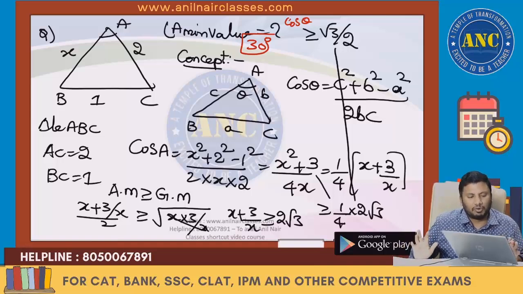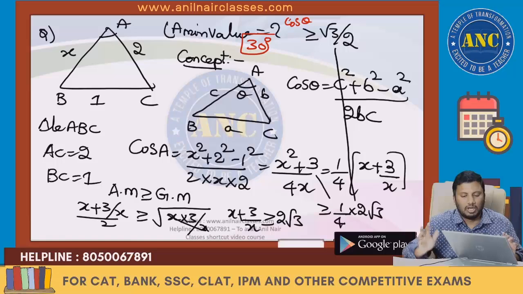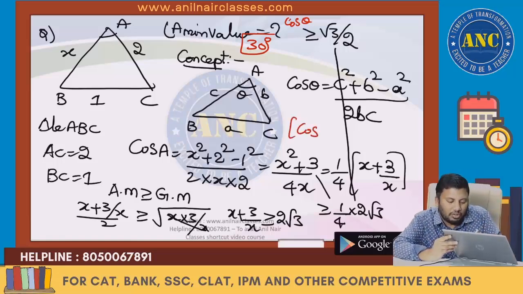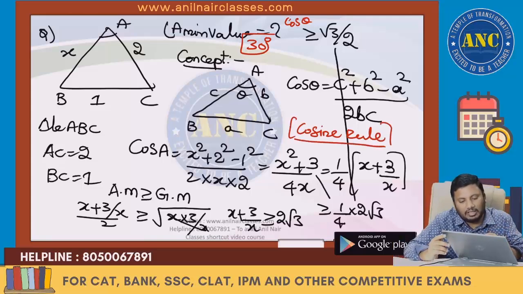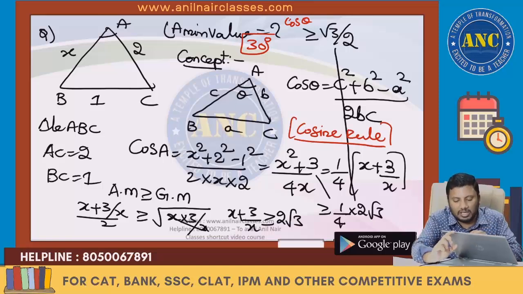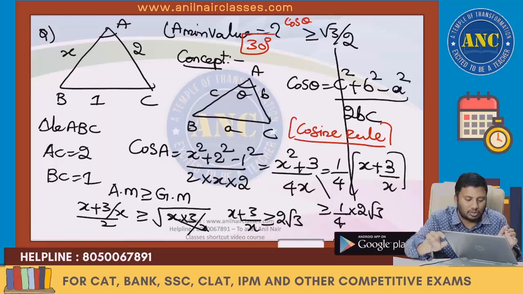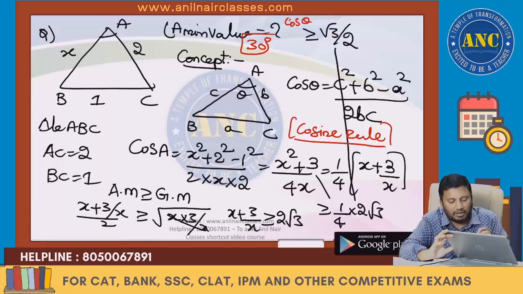Easy question if you know the approach of how to solve. So what did I use in this question? I used the cosine rule. If the sides connecting theta are b and c, and the opposite side is a, cos theta is b square plus c square minus a square by 2bc. Sides connecting are x and 2, opposite is 1. So cos A is x square plus 2 square minus 1 square by 2 into x into 2, which is x square plus 3 by 4x, that is 1 by 4 into x plus 3 by x.